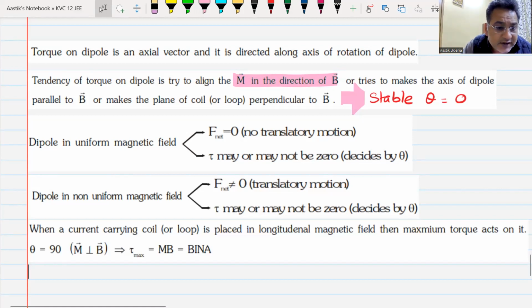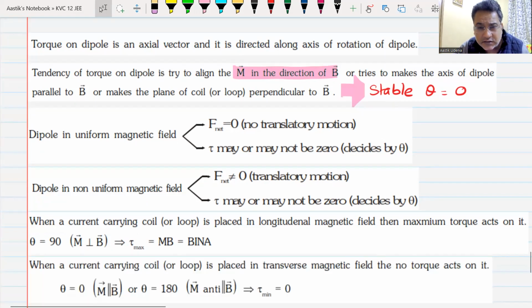If the current carrying coil is placed in a longitudinal field, when I say longitudinal field, along the plane in which the loop is, because the magnetic moment of the loop is perpendicular to the loop. So basically, if the angle between the area vector and magnetic field is 90, torque is maximum. If the angle between area vector and magnetic field is 0, torque is 0. Do we understand this? Yes, sir. 2 minutes to note it down.